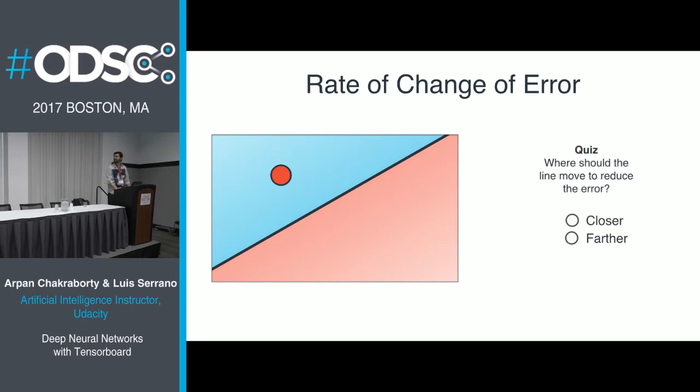So quiz. Where should the line move to reduce the error? Closer or farther? Closer, right? If I move it closer, I am decreasing this error.